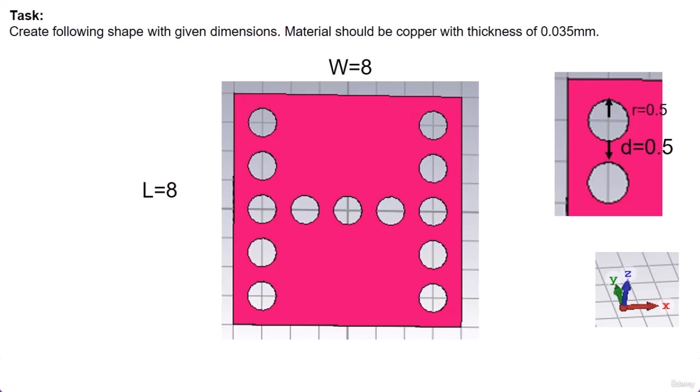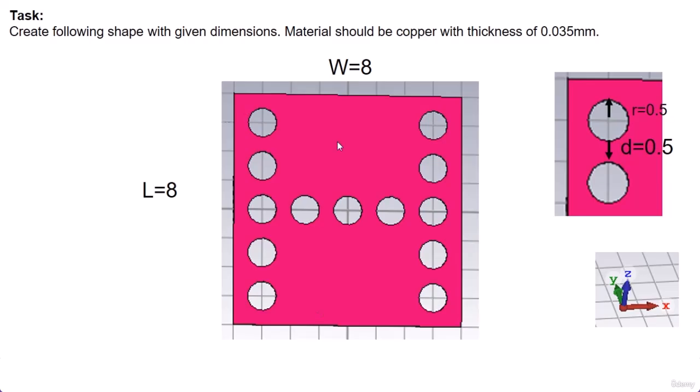Hi everyone. In this lecture I will teach you how you can create this geometry in CST Studio. We have been given a geometry which is made of copper and the thickness is 0.034. The width is 8 and the length is 8.